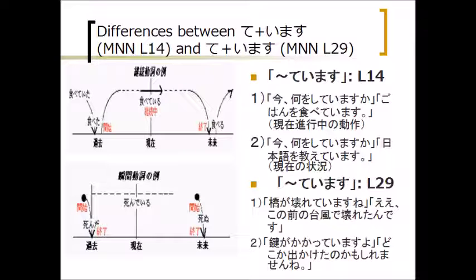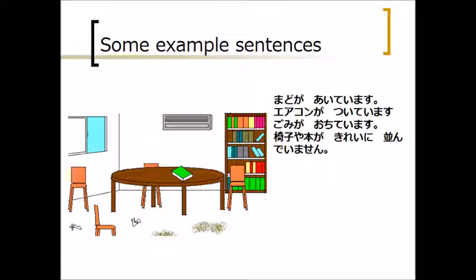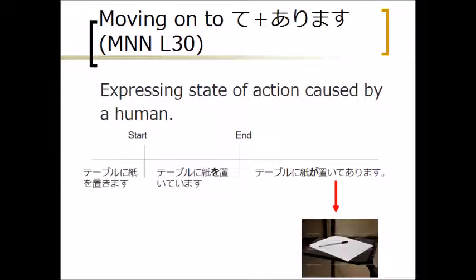Okay, so now let's take a look at some example sentences. 窓が開いています。エアコンがついています。ゴミが落ちています。椅子や本がきれいに並んでいません。Okay, so you guys might be asking me, Sensei, what about であります? What we learned in Minna no Nihongo chapter 30, であります, expresses a state of action caused by a human.